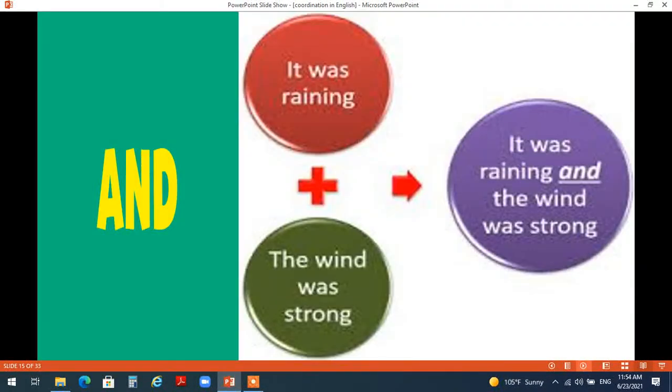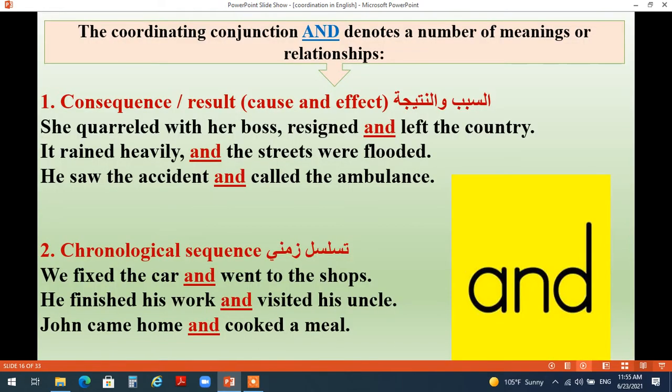Now we come to discuss in detail the fanboys or the coordinating conjunctions in English, and we will start with the coordinator and. As you can see here in the example, we have two separate sentences or two clauses which can be linked by using and. It was raining, the wind was strong. We can connect these two simple sentences and say it was raining and the wind was strong. The coordinating conjunction and denotes a number of meanings or relationships.